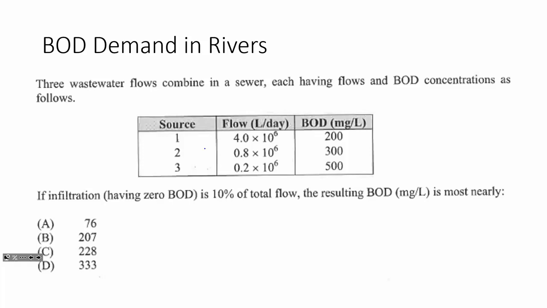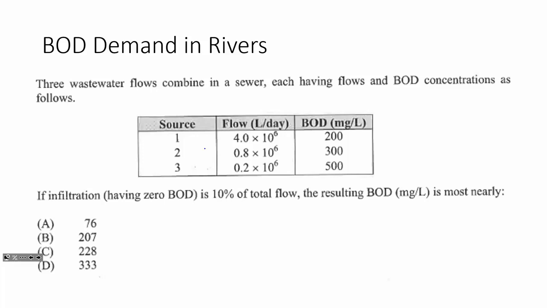So we have 3 wastewater flows that are combining in a sewer, each having flows and BOD concentrations as depicted here. If we have infiltration, which has 0 BOD, so this is going to be percolation from the overlying soil into the pipe or into that sewer, and it's 10% of the total flow, it wants to know what the resulting BOD is going to be. So basically this infiltration is going to be diluting the BOD, if that makes sense.